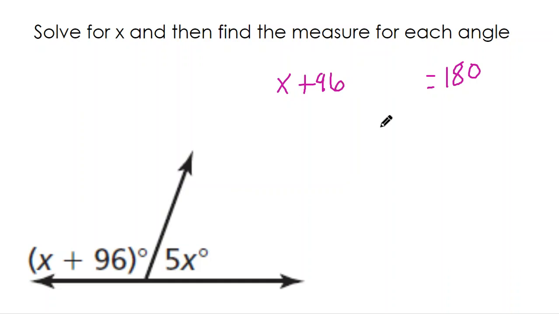And then I have my next angle is 5x. So I need to add 5x. If I add those two together, it'll give me 180. All right, so now I can go ahead and solve this like a regular equation.